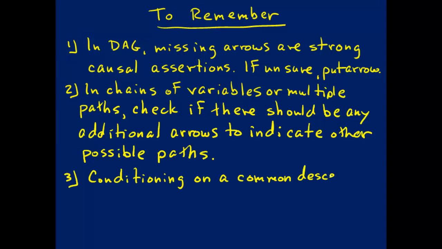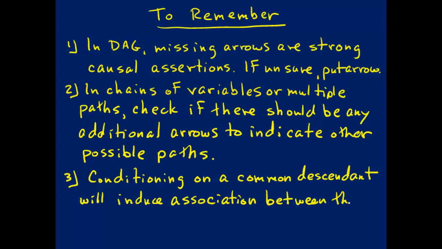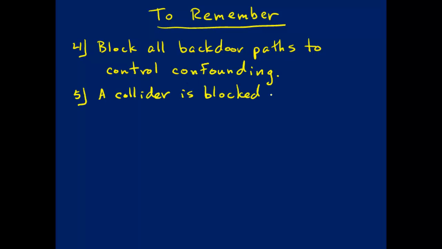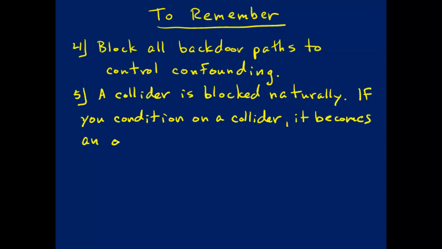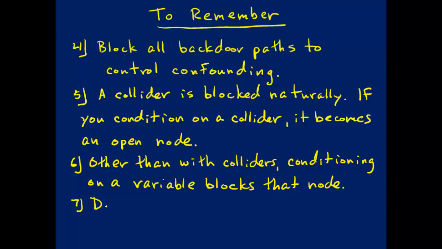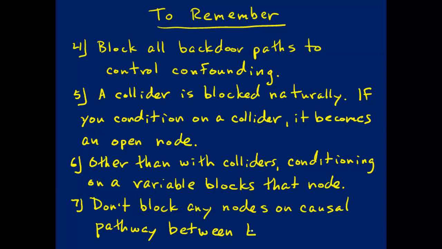Now, conditioning on a common descendant will induce confounding between the two ancestors. That's something that we learned. We also learned that to use the DAG to think about confounding, what you want to do is block all of the backdoor paths in order to control confounding. And we learned something about a collider. A collider is blocked naturally. If you condition on a collider, it becomes an open node. But other than colliders, conditioning on a variable blocks that node. And you want to remember, you don't want to block any nodes on the causal pathway between exposure and disease. And to see the causal pathway, you have to pay attention to the arrows' directions.